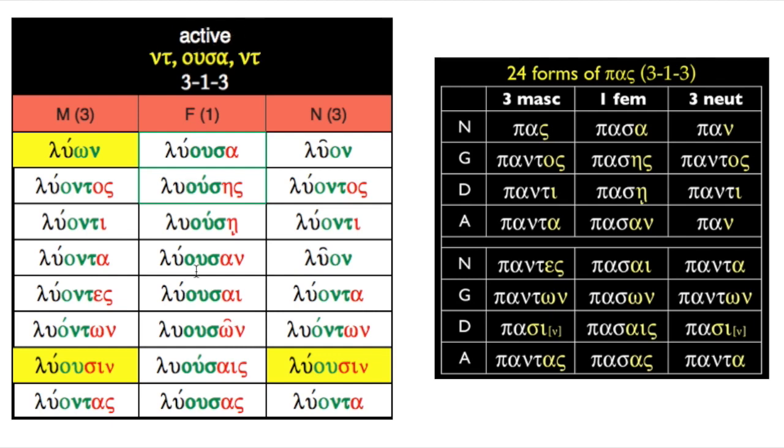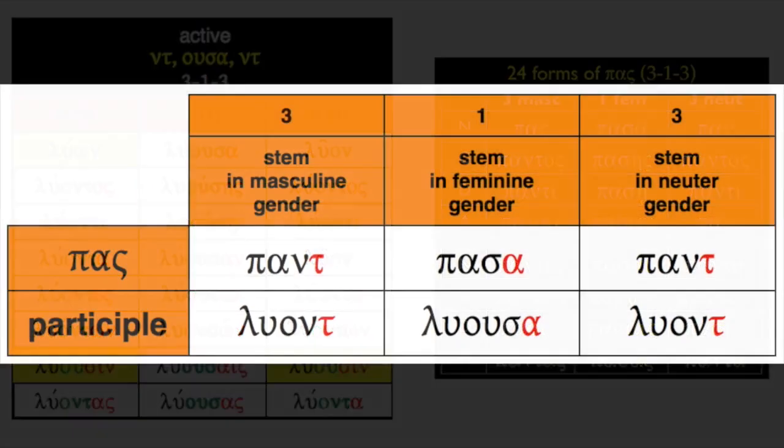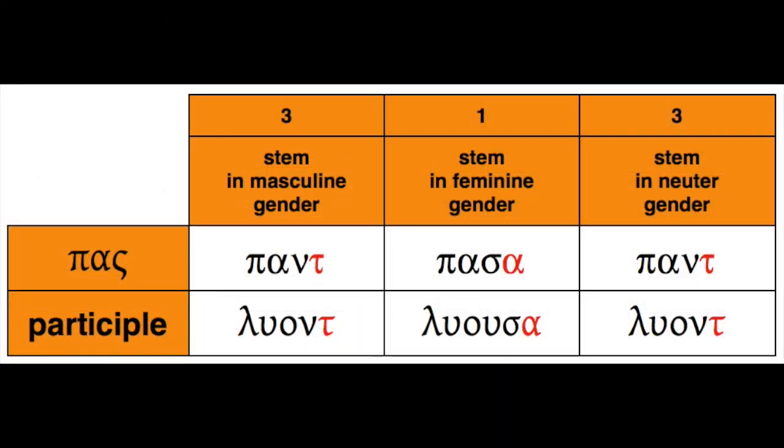And again, how do you know it's active as opposed to middle passive? These clues, nu tau, usa, or in the neuter as well, nu tau. As a side note, in case you're interested, the reason that the present participle follows the same pattern as pos is because in the masculine stem, it ends with a consonant. And remember that we learned this with the case endings, that the vowels whose stem ended in a consonant followed third declension. So in the masculine, it was pont. Well, in the participle, this nu tau causes it to end in a consonant as well.